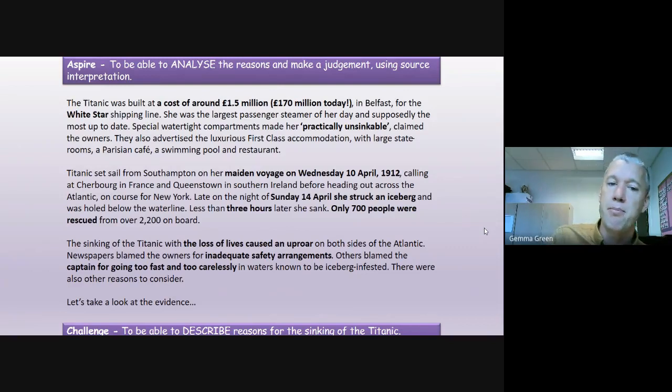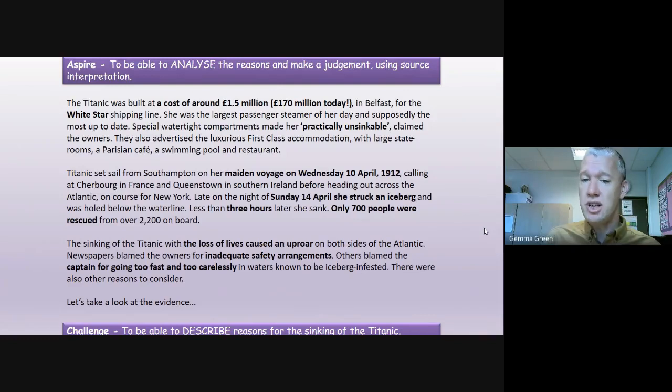So the Titanic set sail from Southampton on its maiden voyage on Wednesday, the 10th of April, 1912. It called at Cherbourg in France and Queenstown in Southern Ireland before heading across the Atlantic, and it was on course for New York. So its end destination was New York City in America. That's where it was heading to.